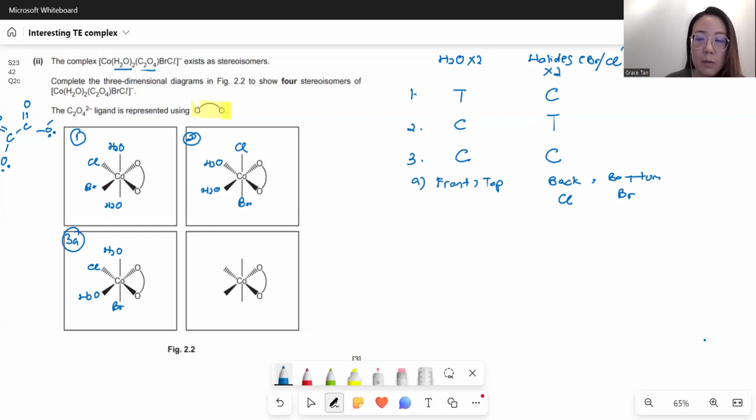Okay, and then this is one of the cis drawings. Now you can come up with another isomer by just changing one thing. You can come up with isomer 3B, which is another type here. What you do is you remain the two water molecules at the front and the top. And this time I would like you to swap these two around, where the bromine now is pointing backstage and the chlorine now is pointing downwards of the octahedral plane. So let's draw the bromine pointing backstage, and let's draw the chlorine pointing downwards.